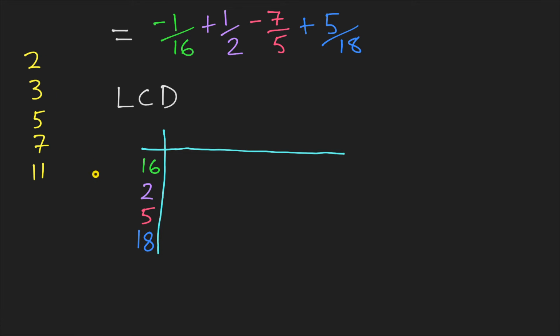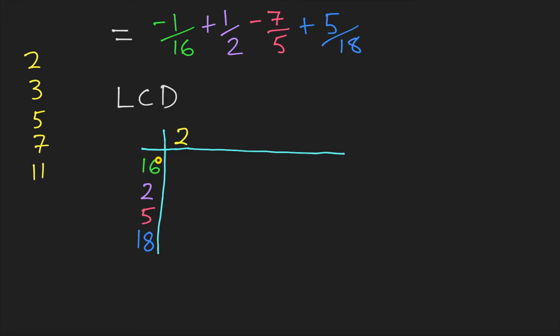Okay, and now you're going to ask yourself, are any of these denominators divisible by the first number on your prime number list? So the first number on your prime number list is 2. And now you're asking yourself, are any of these denominators divisible by 2? And if any of them are divisible by 2, go ahead and write 2 in the top margin. So 16. 16 is an even number. 16 is divisible by 2. So at least some of the denominators are divisible by 2. So I'm just going to write 2 in the top margin.